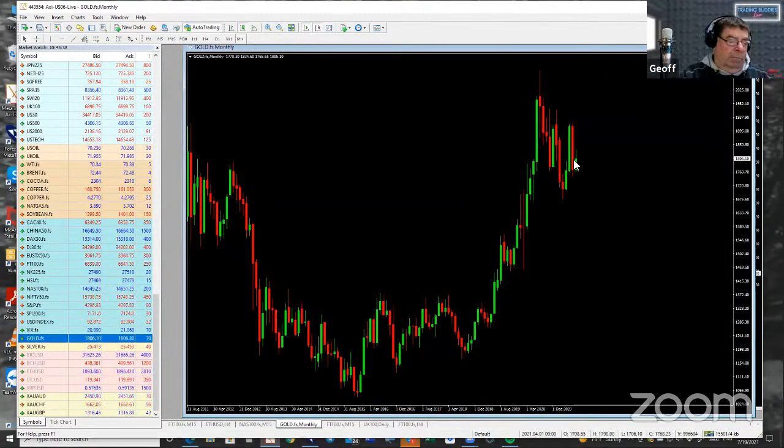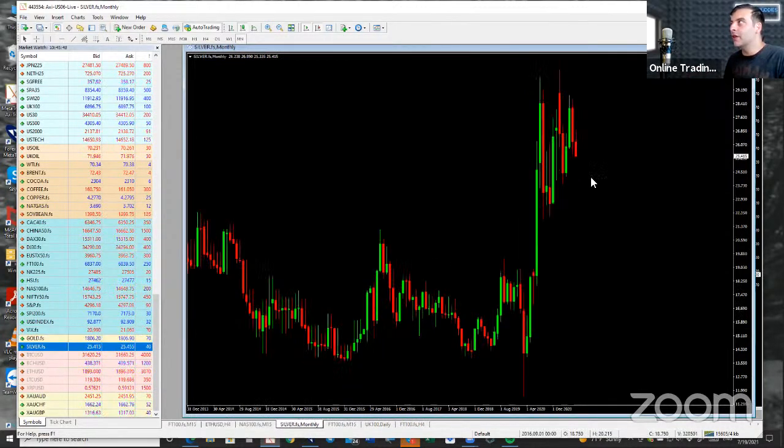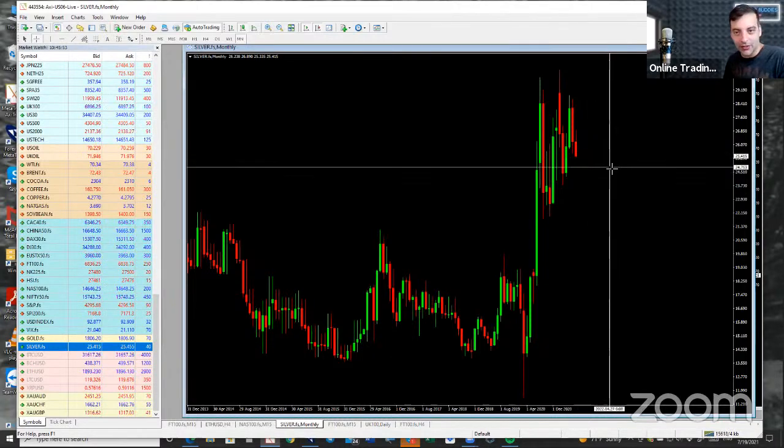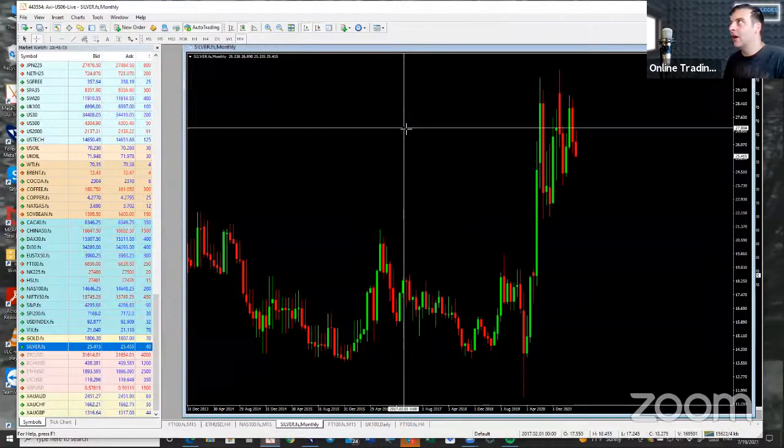I think what people almost need is for Jerome Powell to continue to say we're doing nothing, and then gold's got an opportunity to appreciate in value. Silver on the other side of it looks very bearish. It doesn't even look like it's got a chance of going higher at this stage.